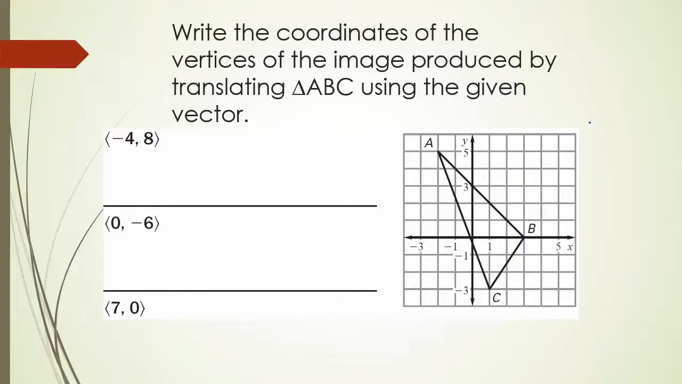Alright, checkpoint problems number 2, 3, and 4 are yours. For each of these problems, you have to write the coordinates of the vertices of the image produced by translating triangle ABC using the given vectors. So we have a vector of negative 4 and 8. We have a vector of 0 and negative 6. And we have a vector of 7 and 0.